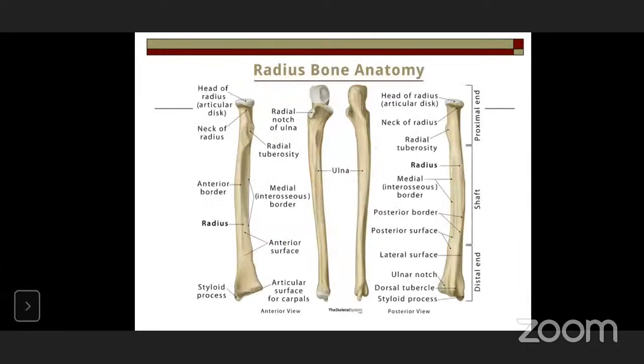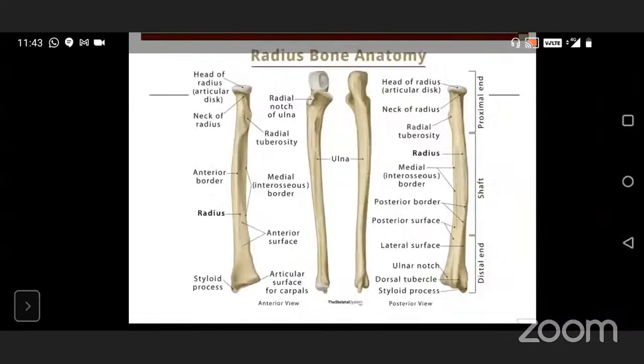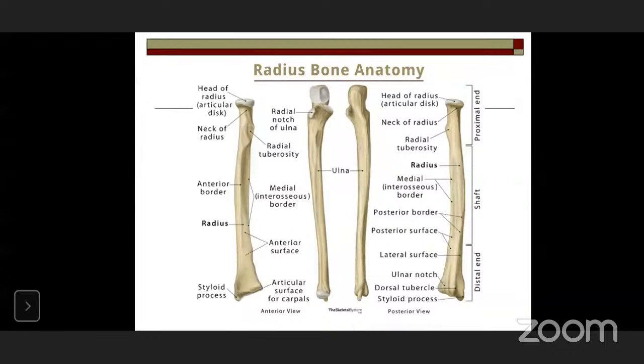Then the radius and the ulna. These are the parts of the radius: the radial head, radial tuberosity, interosseous border, medial interosseous border, and styloid process. In the ulna there is also a trochlear notch and a radial notch, which has to be highlighted properly because it is one of the long bones. It is always a medial bone and a lateral bone: the lateral bone is the radius and the medial bone is the ulna. Then the side determination points, the parts of the bone, and a neat labeled diagram.